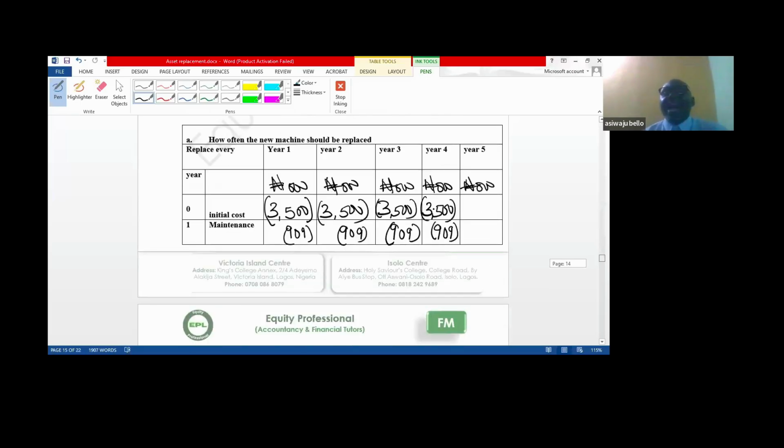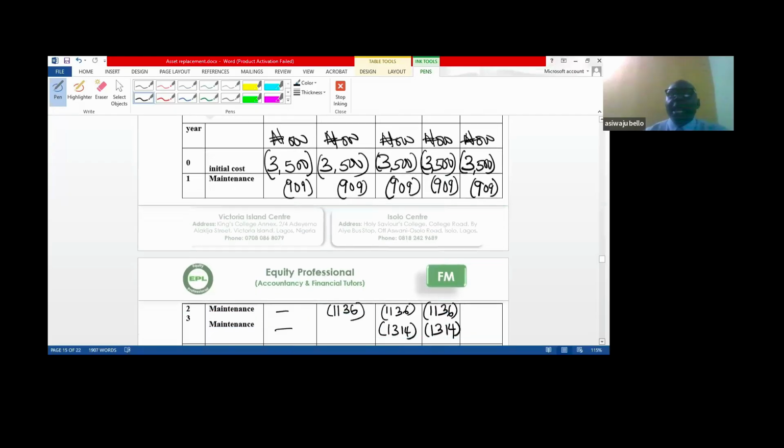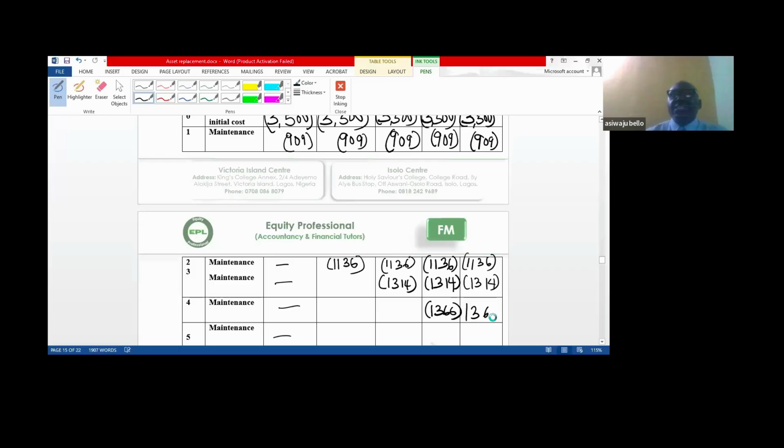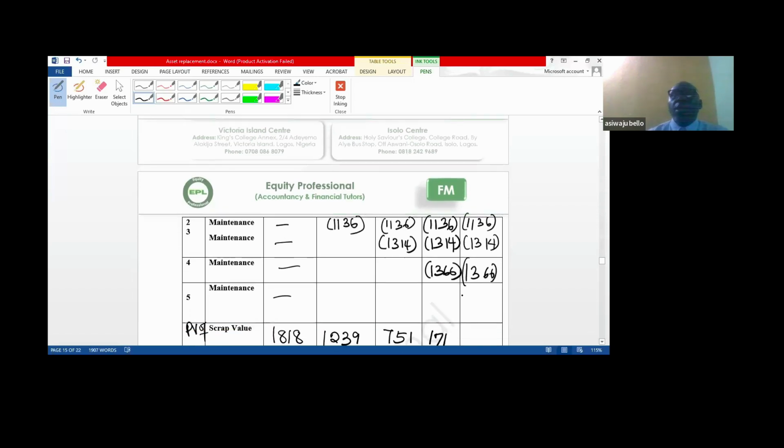If I want to replace after 5 years, I must buy the asset first. That will cost me 3.5 million. I will maintain for year 1 with the present value of 909. I will maintain for year 2, 1136. I will maintain for year 3, 1314. I will maintain for year 4, 1366. Then I will need to maintain it for year 5, 1428. The scrap value is 0.